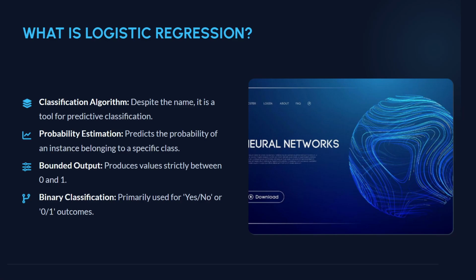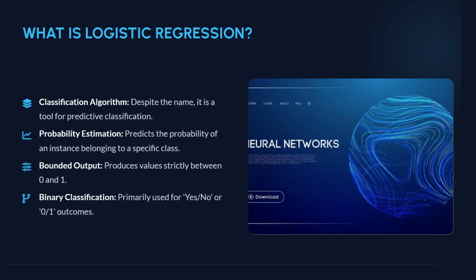It is used for classification problems, like predicting classes such as diabetes or non-diabetes, male or female, which have classes as 0 and 1. Probability estimation predicts the probability of an instance belonging to a specific class. Here we will be predicting the probability, and on the basis of probability, we will assign the class. It produces a value strictly between 0 and 1.